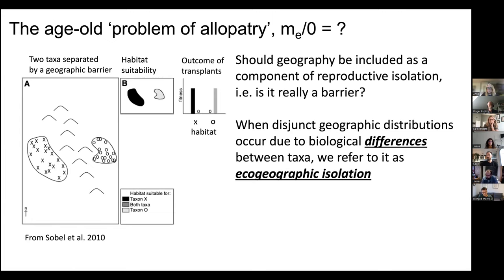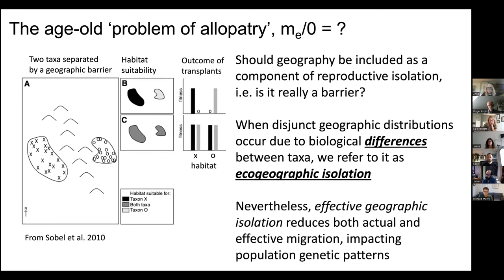When you have different geographic distributions that occur due to biological differences between taxa, and I want to connect that to the definition of reproductive isolation that Westen et al. use, we've referred to this as ecogeographic isolation: there's a biological reason, there are differences between the taxa that prevent them from moving into each other's habitat. You could imagine a reciprocal transplant experiment where, if you moved one to the other, you'd see zero fitness of one species in the other's habitat.